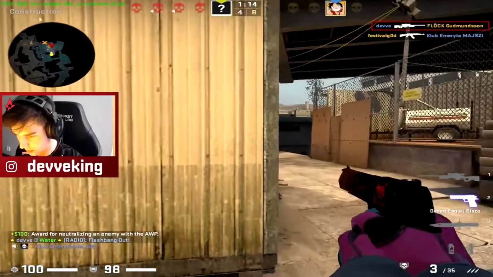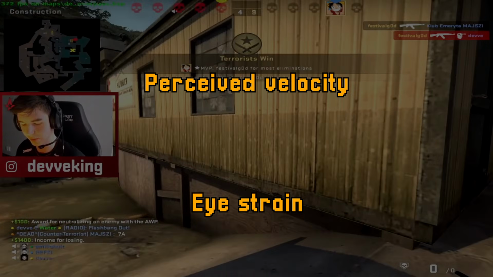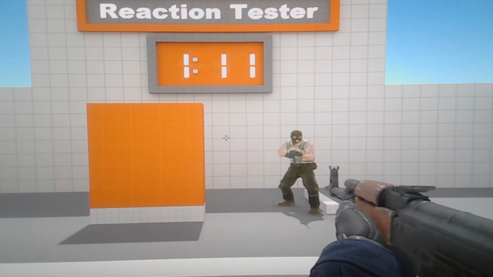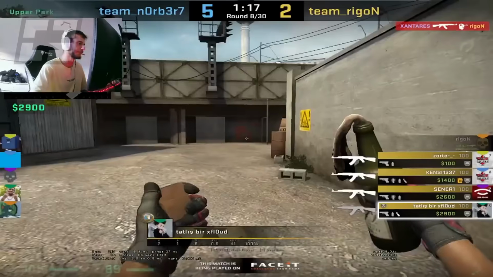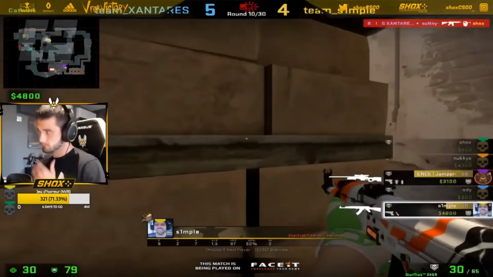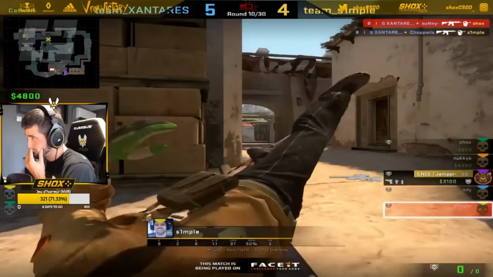But it mostly boils down to 2 reasons, which is perceived velocity and eye strain. Because the screen is stretched out horizontally, players appear to move faster across the screen in the horizontal direction on stretched resolutions. Combine this with the limited vision with being so close to your monitor, and now players seem to move twice as fast, which is especially problematic when you're trying to hold an angle.